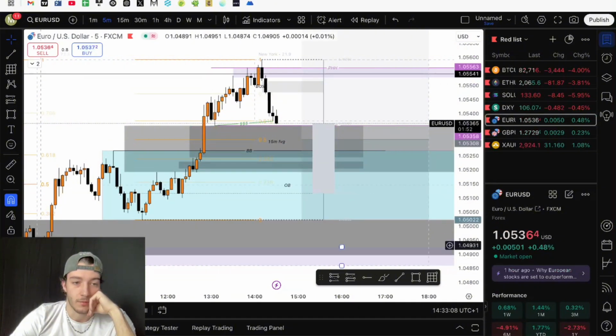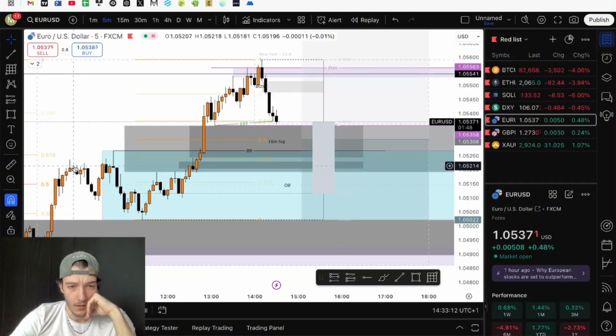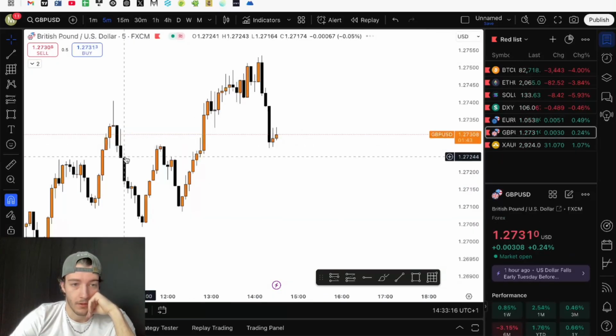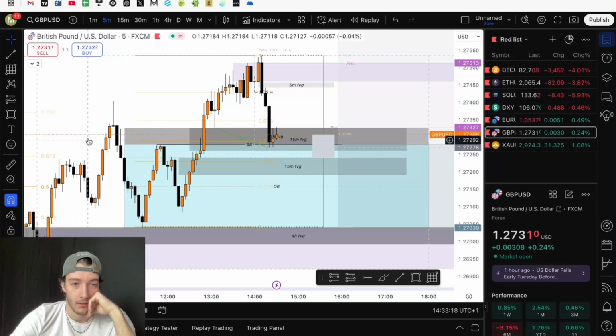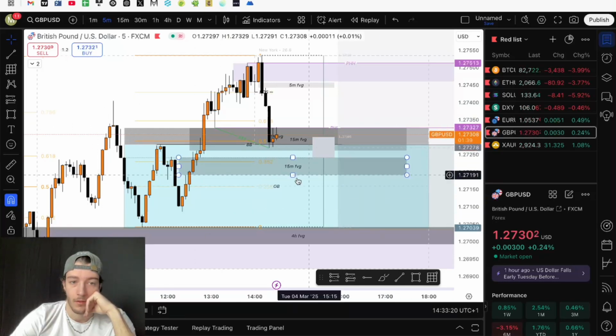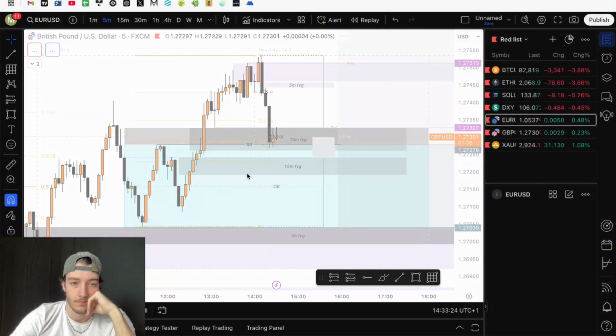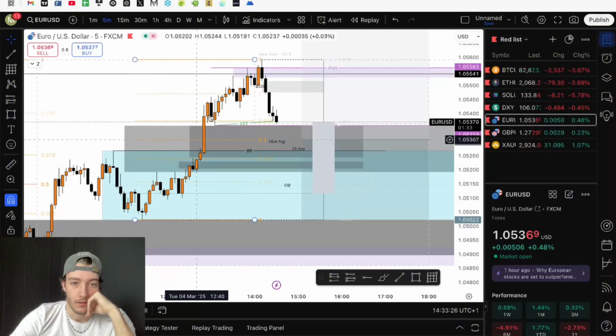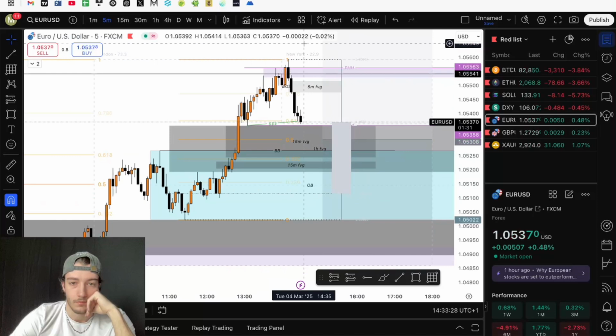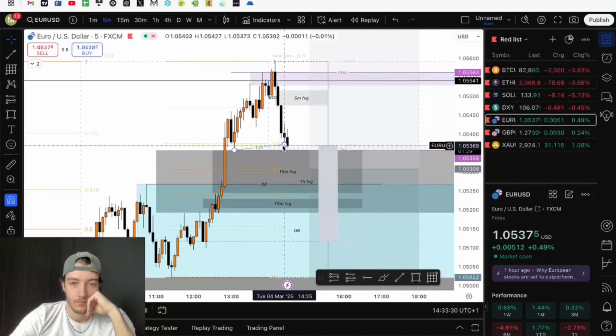Looks like they do very similar moves. This was the low, higher high, higher low, higher high, lower low. Same thing here, low, higher high, higher low, higher high, lower low, higher high, higher low, higher high, higher low, higher high, higher low. I'm gonna delete this.